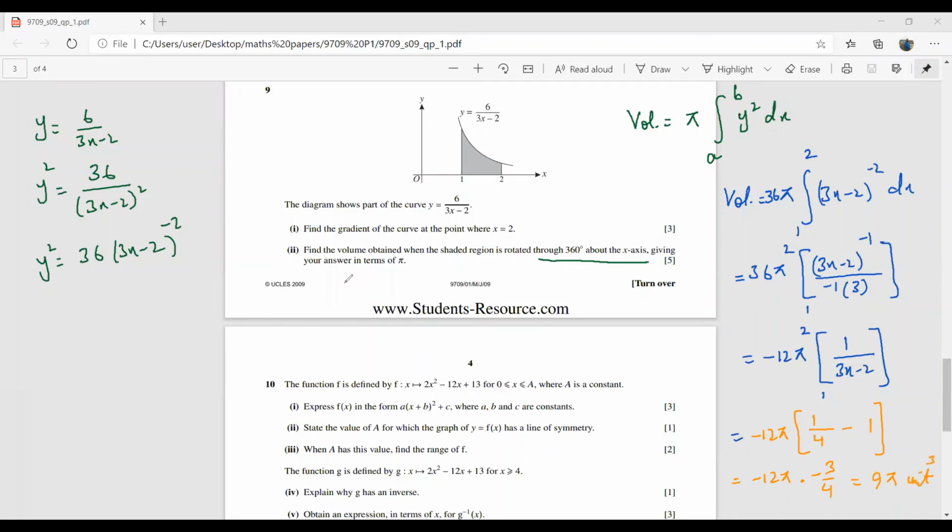Now you see, this is asking for you people to give your answer in terms of pi. So you can easily lose a mark if you ignore what is being asked in this question. So this has to be in terms of pi. Don't use a calculator or try to give your answer correct to 3 significant figures. Okay, so that is the question number 9b.